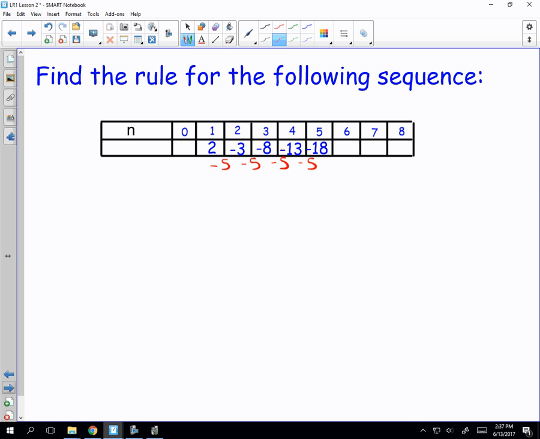If we wanted to fill out the table, we could. We could just continue to subtract 5. Okay, but now what we want to do is find out what the 0 term is.